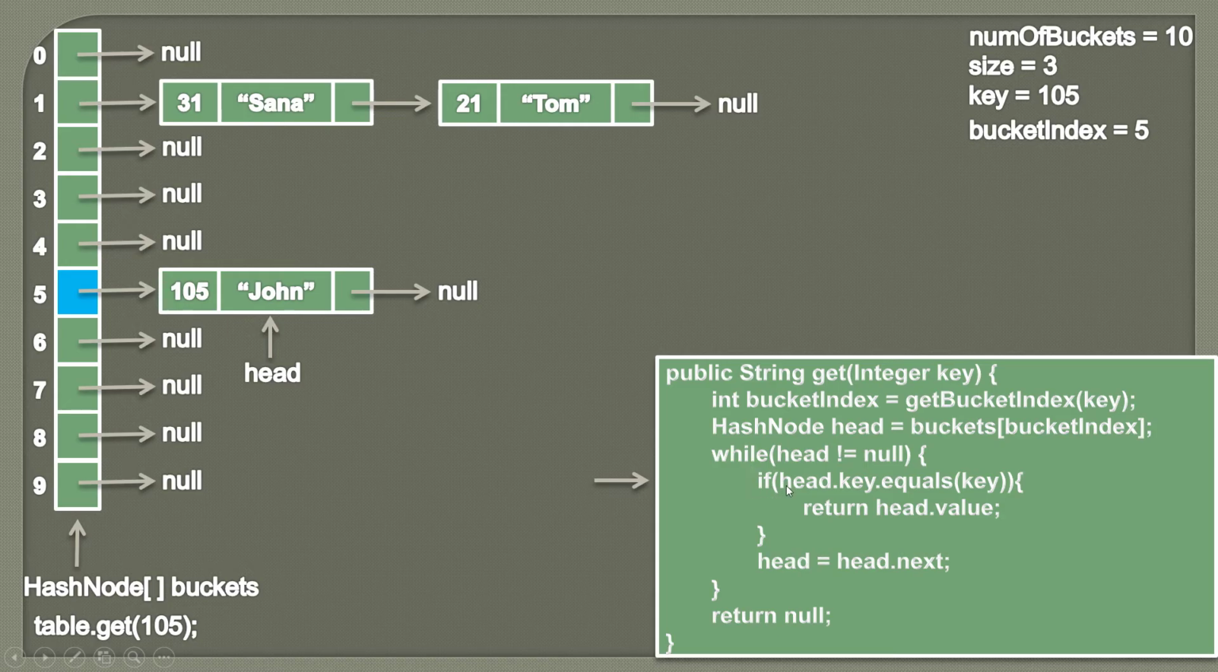Here you can see this condition comes out to be true because 105 is equal to the key which we are searching. So the if condition comes out to be true and we simply return head.value because we have found our key and we want to return its corresponding value. So we simply return head.value. So John will be returned.